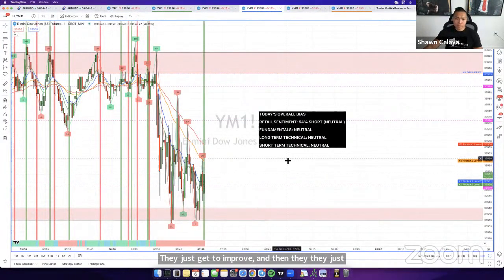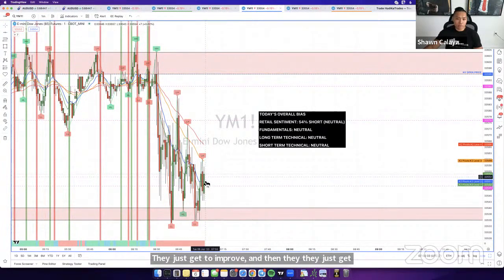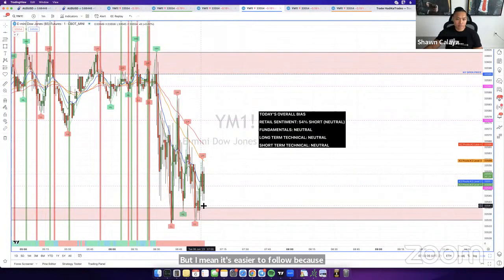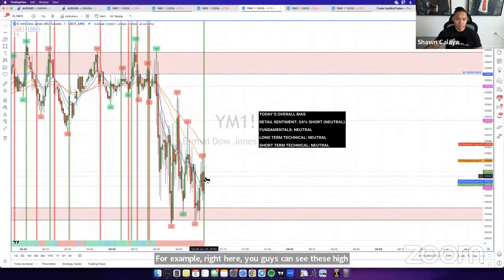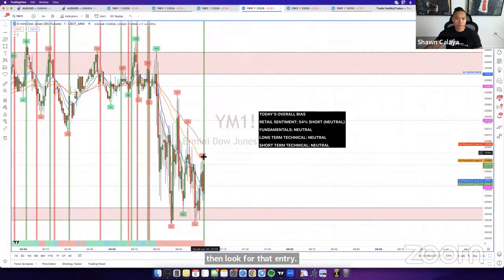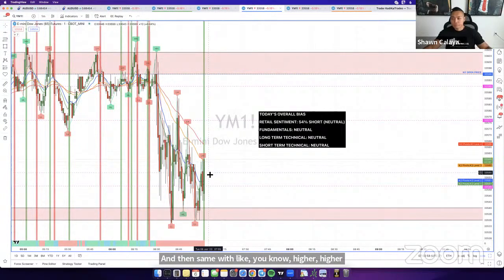But I mean, it's easier to follow because the market's moving so slow. For example, right here, you guys can see these high level momentum scalps. The candles aren't spiking super quickly. So it's easy to identify a lower low, identify a buy signal, and then look for that entry. And same with a higher high, looking for a sell signal. It's super simple because these candles are very slow compared to what we're used to.